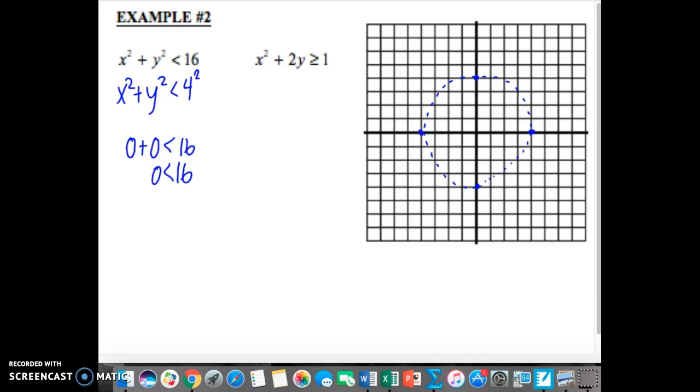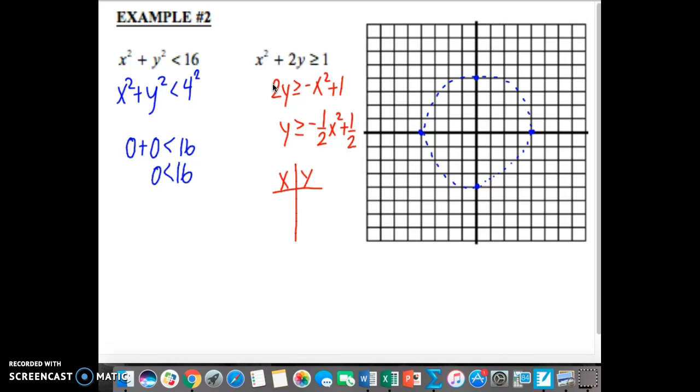So now for the second inequality, we have x squared plus 2y is greater than or equal to 1. So let's go ahead and solve for y. When we subtract x squared on both sides, we're left with 2y is greater than or equal to negative x squared plus 1. And then dividing by 2, we're left with y is greater than or equal to negative 1/2 x squared plus 1/2.